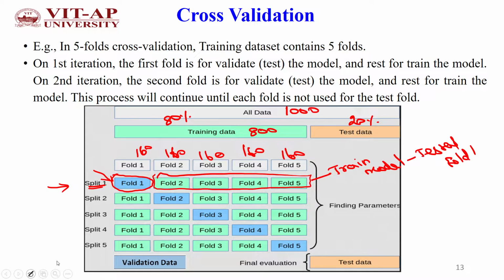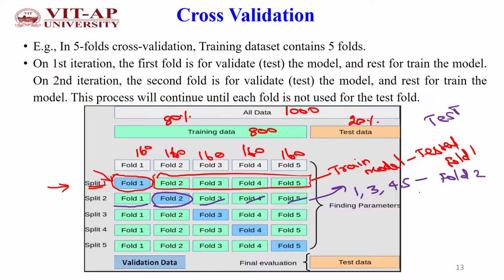In the second iteration, this second fold is assumed as the testing data. The remaining folds, fold 1, fold 3, fold 4, fold 5, are used for training the model, right? This will be tested by fold 2, right? So this is testing, this is training: training by folds 1, 3, 4, 5, tested by 2.